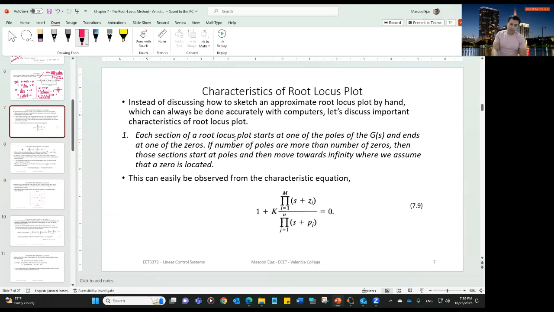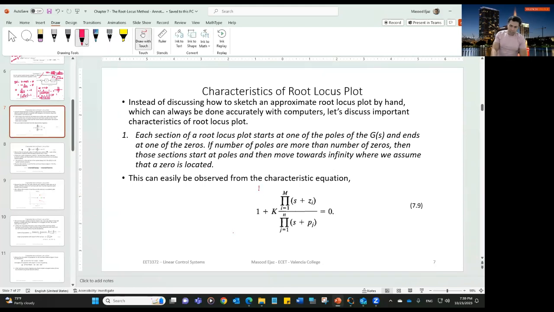Each section of root locus plot starts at one of the poles of G(s) and ends at one of the zeros of G(s). If the number of poles is more than the number of zeros, then those sections start at poles and then move towards infinity, where we assume that a zero is located at infinity. So what does this mean?